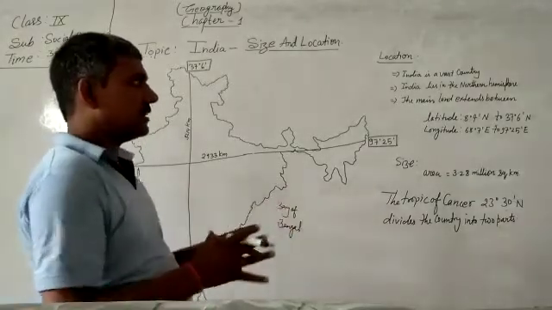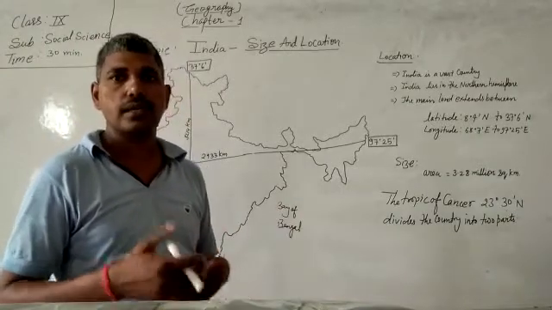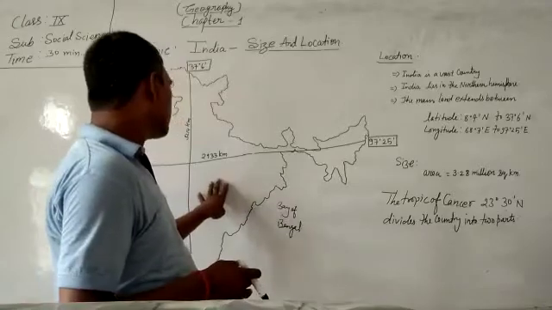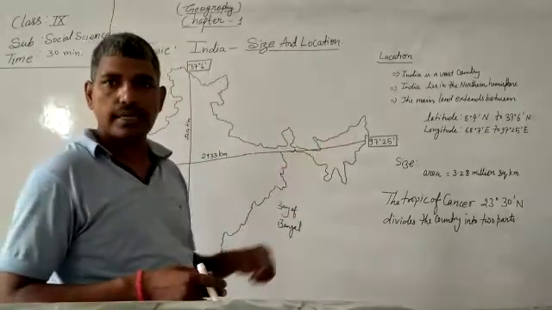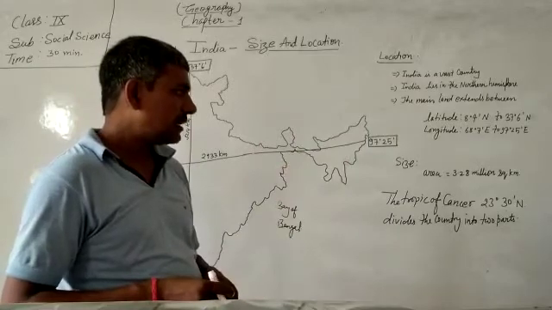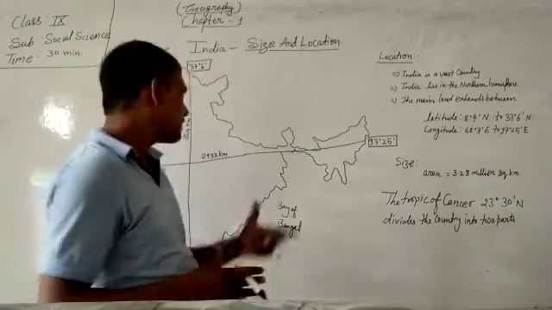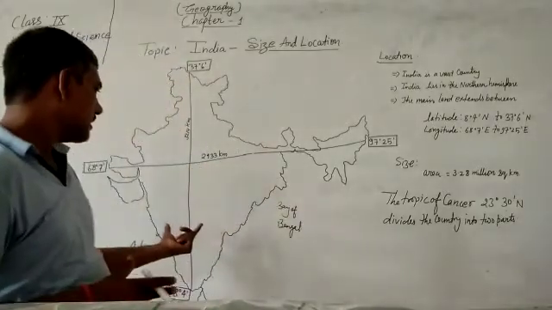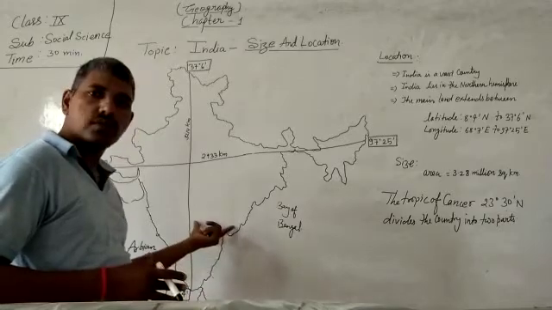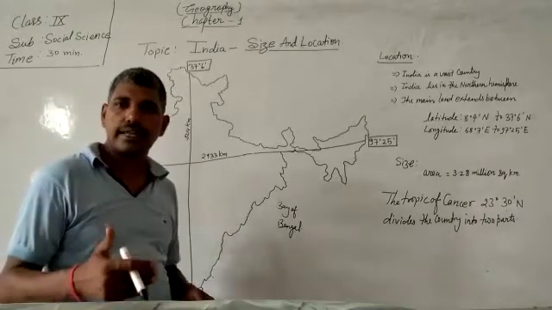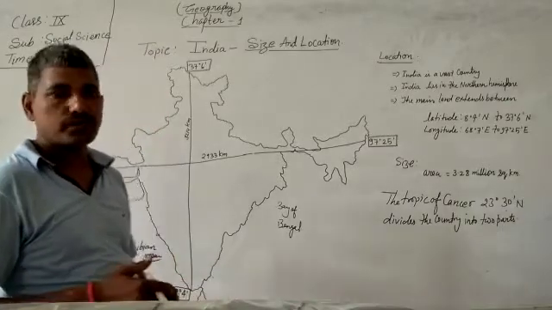So these are the size and location of our country India. I have given you a simple introduction: what is the extension of the mainland, what are the longitudes and latitudes, what is the area, 3.28 million square kilometers, what is the Tropic of Cancer. You saw the structure of the country, which region is known as the peninsular region, and why this peninsular region is considered important. That is also explained to you.